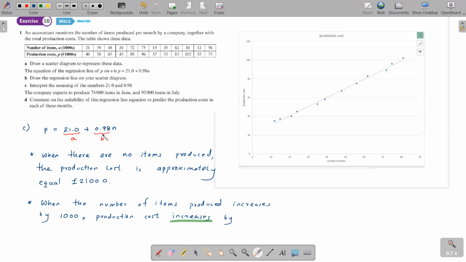What's the gradient here? 0.98, right, guys? But the thing is, I told you the production cost is in 1,000. So multiply this by 1,000. 0.98 into 1,000 is 980, and it should be pounds. When the number of items produced increases by 1,000, production cost increases by 980.